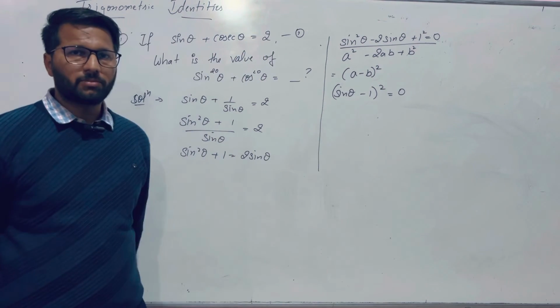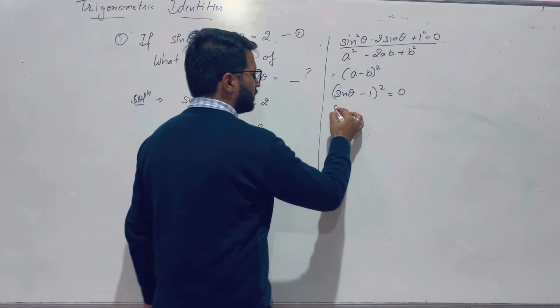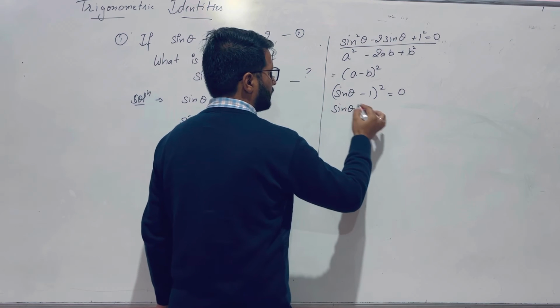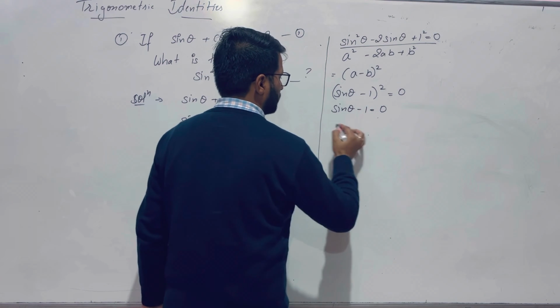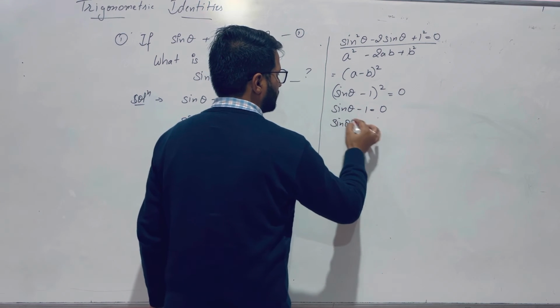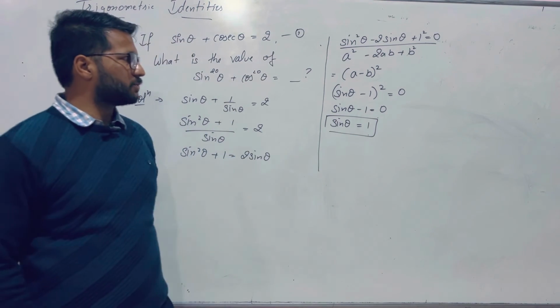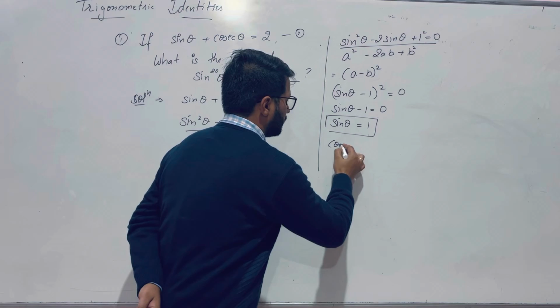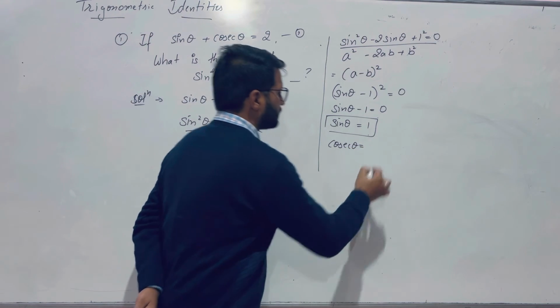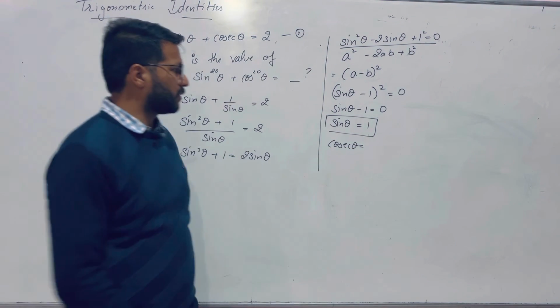Taking square root on both sides, you will get sin theta minus 1 is equal to 0, or sin theta is equal to 1. If sin theta is 1, then its reciprocal, as we have discussed in the previous class, is cosecant.